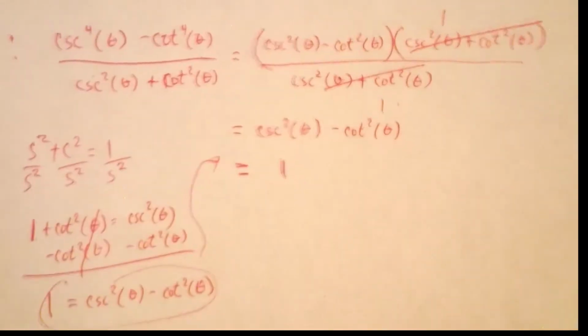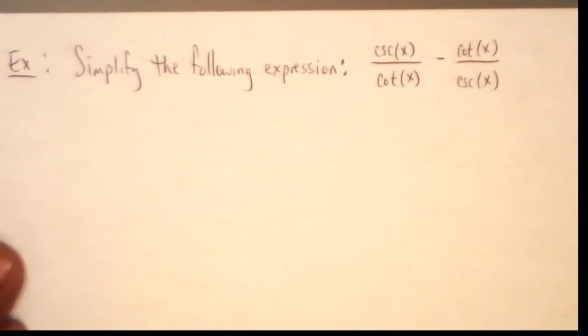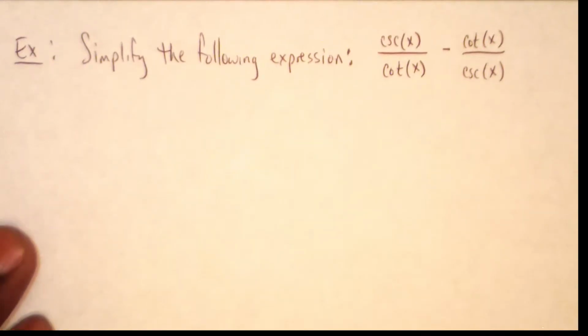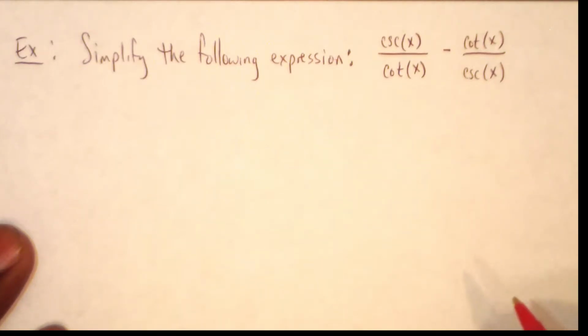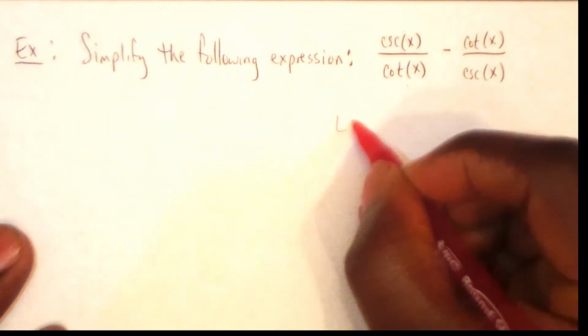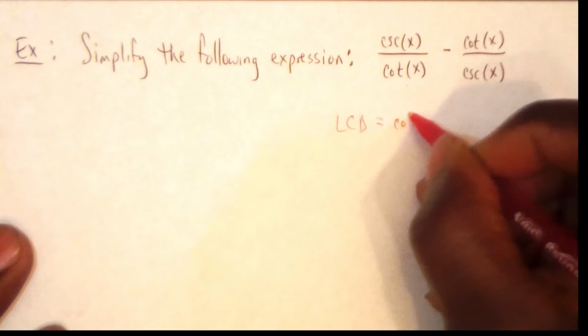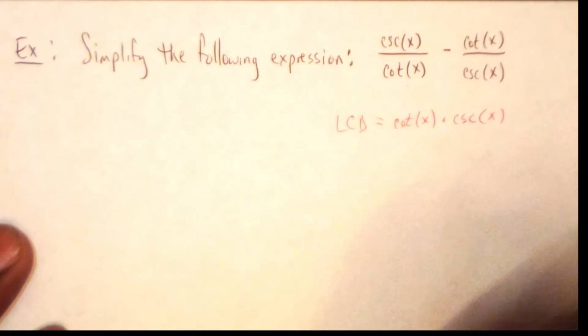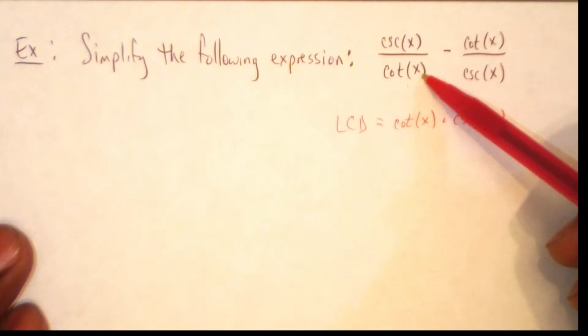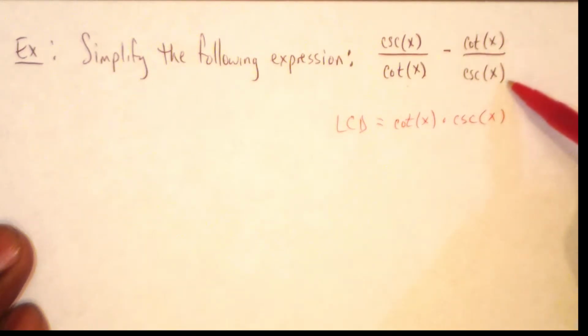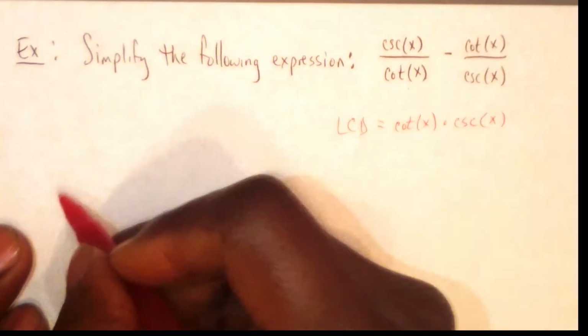Okay, let's move to our next example. So for this example, we want to simplify this particular expression here. Since we have two fractions that have unlike denominators, we need to create a common denominator. And so the LCD, the least common denominator, would be cotangent x times cosecant x. So for this first term, we need to multiply the numerator and denominator by cosecant x. And for the second term, we need to multiply numerator and denominator by cotangent x. So we'll go ahead and do that now.